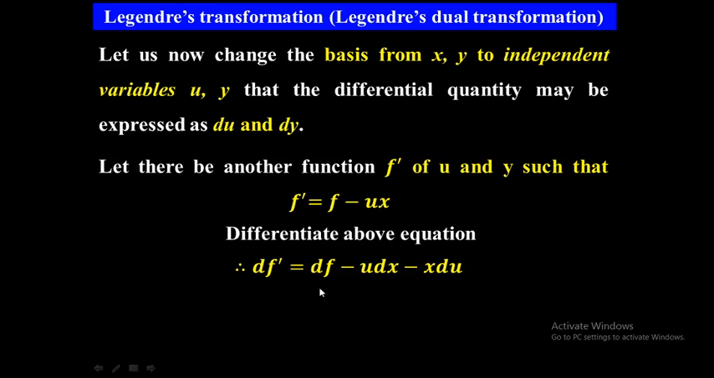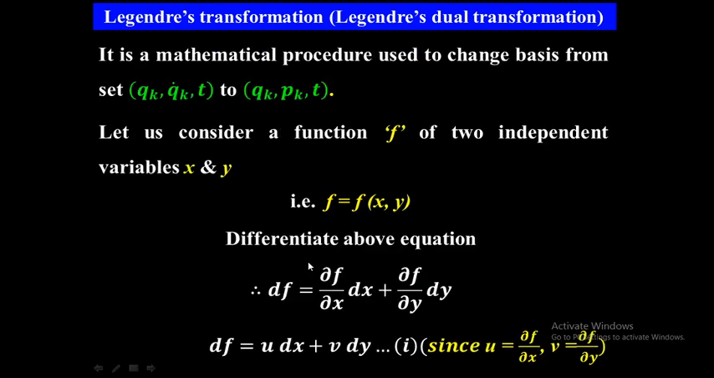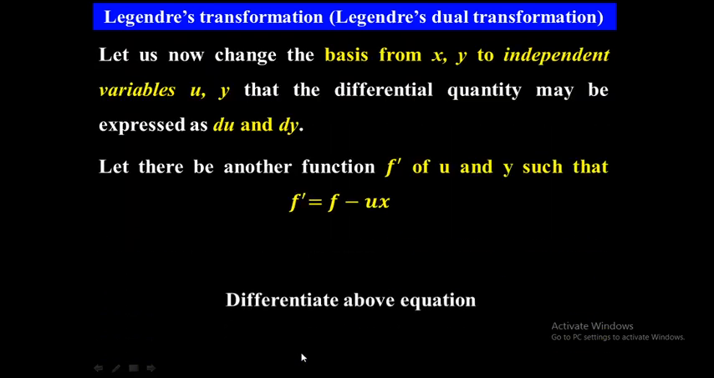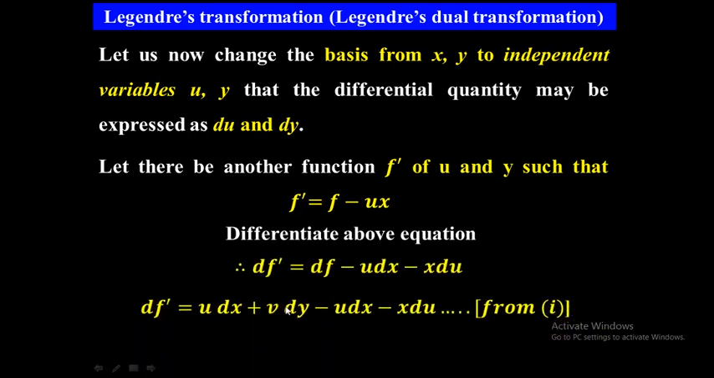We know df from equation number 1: df equals u dx plus v dy. So replace df by u dx plus v dy. Here plus u dx and minus u dx become 0. So df dash equals v dy minus x du. Suppose this is equation number 2.